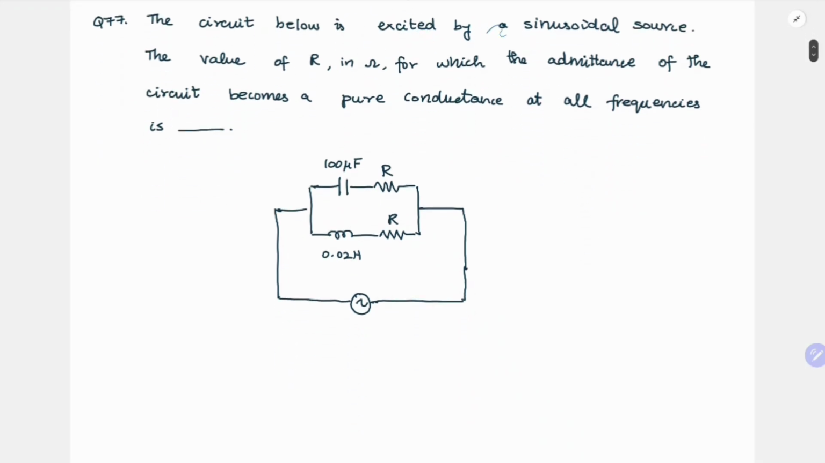The circuit below is excited by a sinusoidal source. The value of R in ohms for which the admittance of the circuit becomes a pure conductance at all frequencies is dash. So this is the circuit they have given. There is an L in series with R and a capacitor in series with R, and these two are in parallel. And they have given terms like admittance and pure conductance.